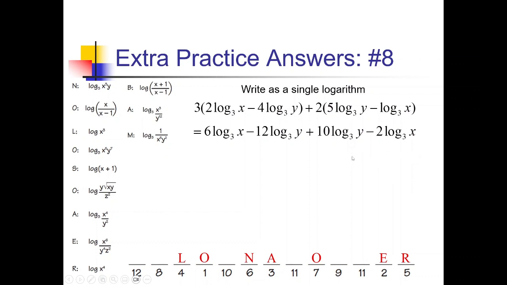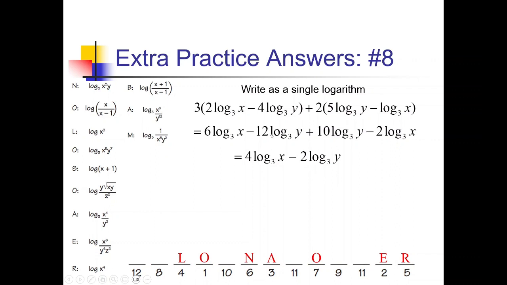Next thing I'll do, I would put these coefficients in as exponents, but one thing I'm noticing here is that I have multiple logs that have the same thing inside of them. Like we have this 6 log base 3 of x and this -2 log base 3 of x. So those are actually like terms. I can combine those like terms. This is like having 6x minus 2x. So I end up with a 4 log base 3 of x if I combine those. And these log base 3 of y's in the middle, -12 plus 10 gives me -2 log base 3 of y. So that's looking a lot nicer.